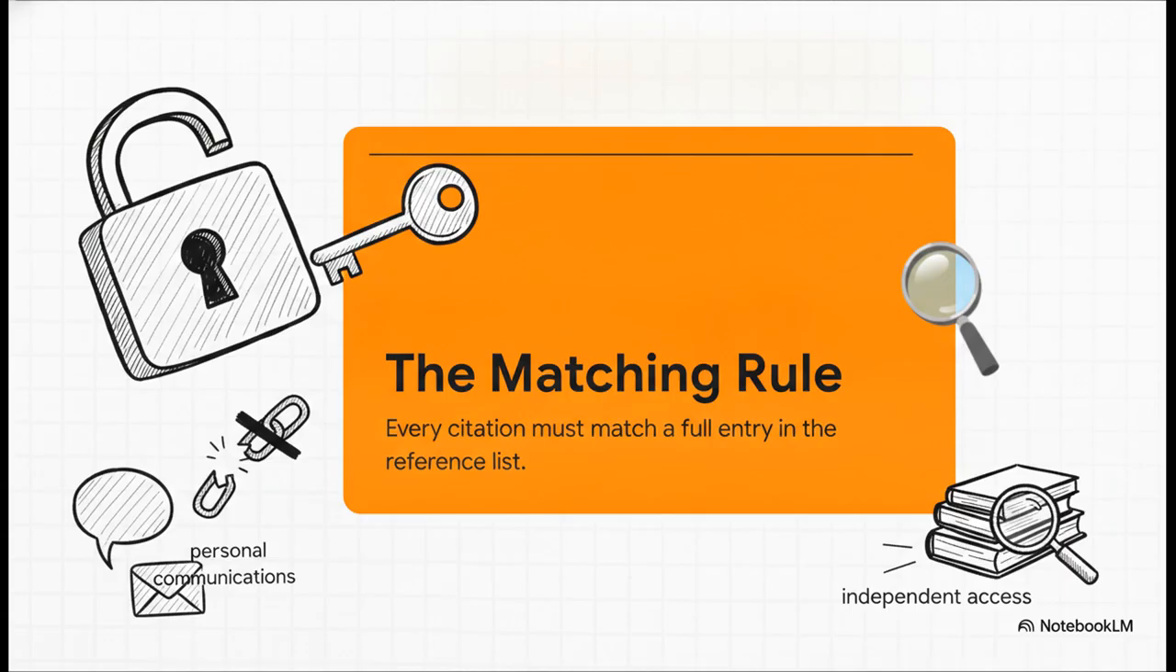There is, however, one incredibly logical exception to this rule: certain personal communications. And it makes total sense when you think about it. If you interviewed a local expert for your paper or got a detailed email from a researcher, your reader can't just go to a library and look up your private inbox, right? Because the source isn't publicly recoverable, there is literally nothing to put in the reference list. So those specific types of communications stay locked strictly within the text of your paper. But for absolutely everything else, books, journals, websites, videos, it must be a total one-to-one match.